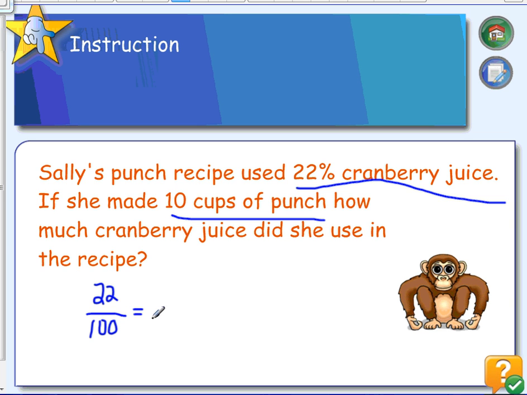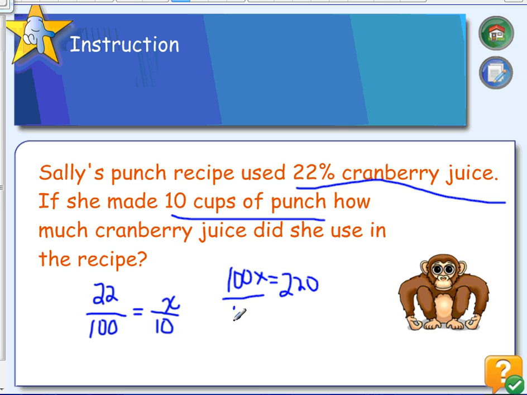And I can equal that to, well, we know we're going to need a part and a whole, so we have to figure out what we're looking for. If we know that she made 10 cups of punch in all, and we want to know just how much cranberry juice she used, we know the whole. All we're trying to figure out is the part. So in this case, we can then cross multiply. So then we're going to get 100x equals 22 times 10, which is 220.